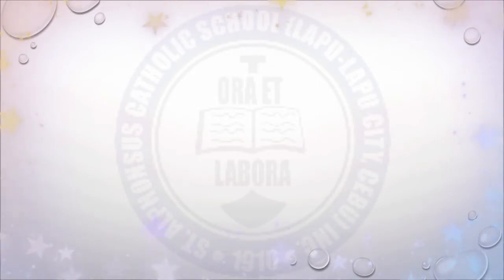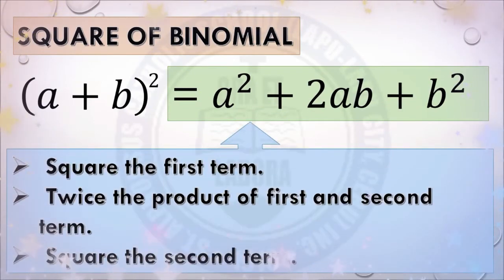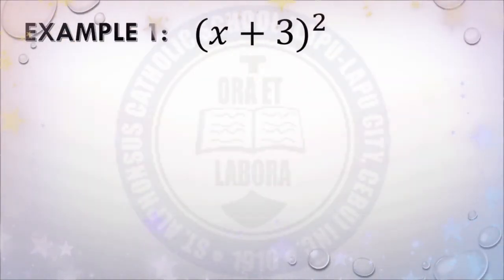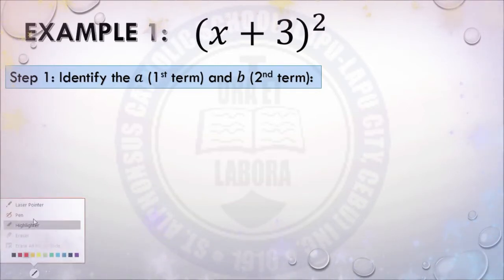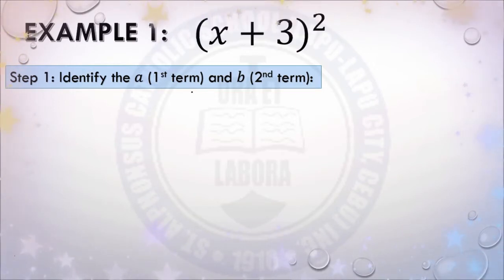In words, the pattern states: square the first term, twice the product of the first and second term, and square the second term. Now, let's put this in an example. Example number 1, (x plus 3) squared. Step 1, you need to identify the first term and the second term. So, what is the first term in the example? Okay, now, our first term is x. And our second term is 3.